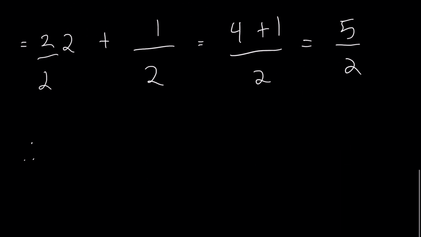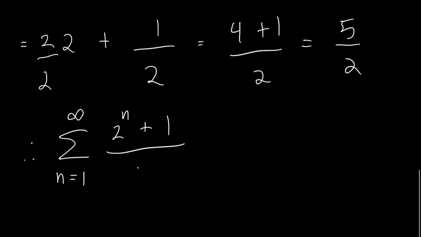So now I could say, therefore, the sum from 1 to infinity of (2^n + 1) over 3^n is exactly 5/2. And that is the final result.